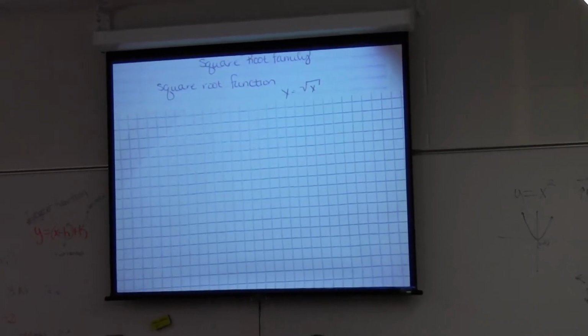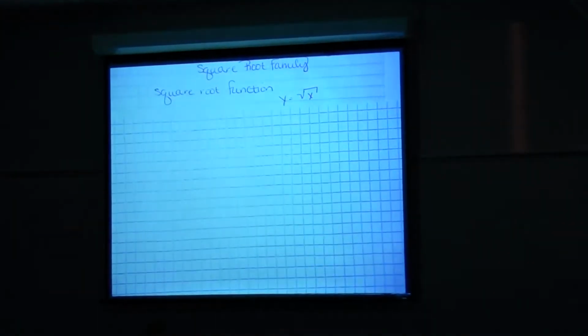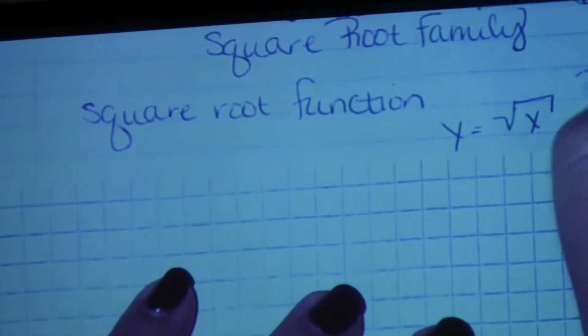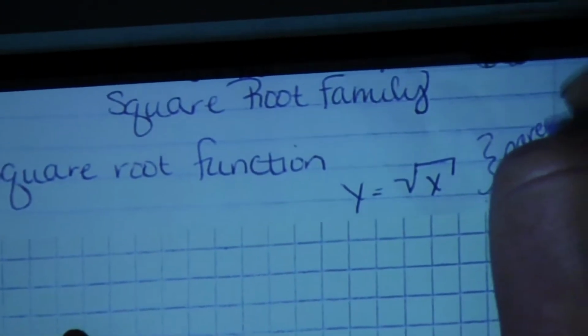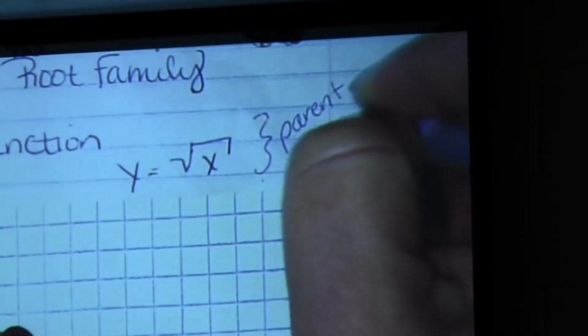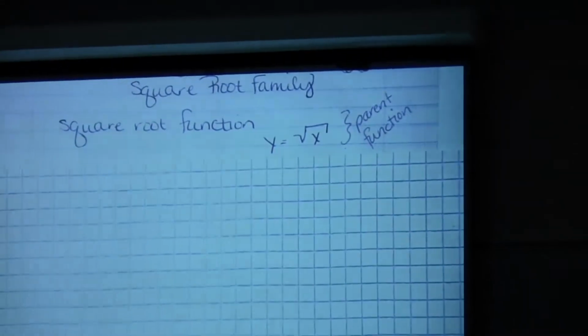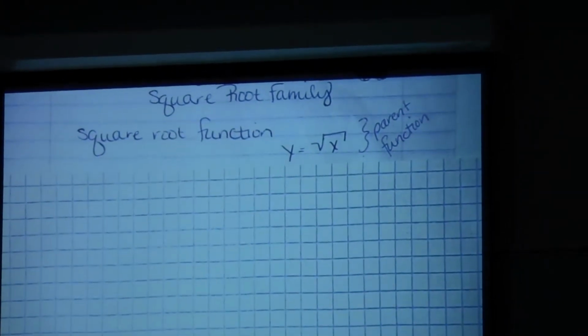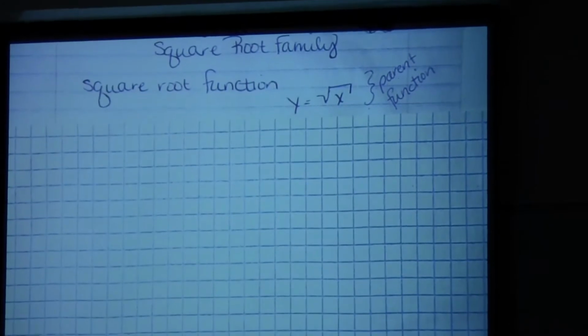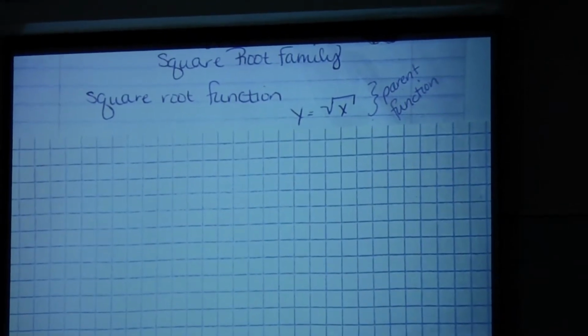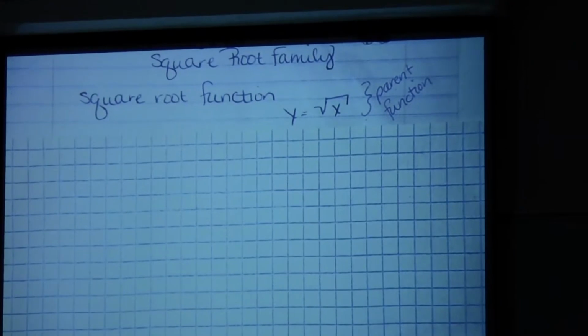So, the square root parent function, or base function, lights on, lights off, let's see. There we go. The square root parent function is y equals the square root of x. So that is a function we're going to start with, and we're going to move it left and right and up and down. And today we're going to learn how to flip it over as well.